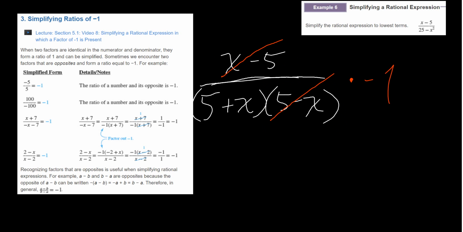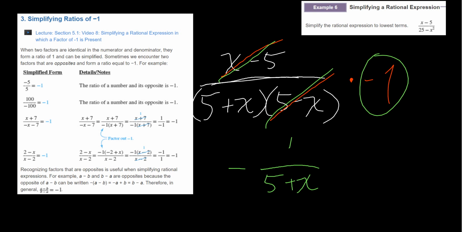So my solution would simply be negative 1 over 5 plus x. That's my solution because when I cancel here, it turns to a negative. So there's a negative sign that gets put out front, essentially. Even though I put it in the back, 3 times negative 4 is going to be negative 12, right? You put the negative in the front. So that's how we do that. That's how we simplify ratios of negative 1. And that concludes the lecture on Chapter 5, Section 1.